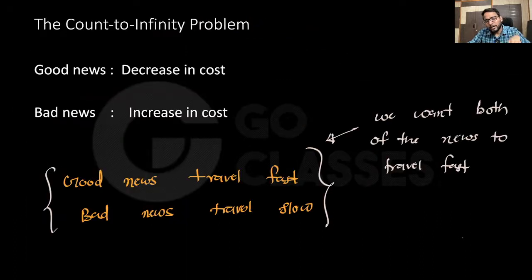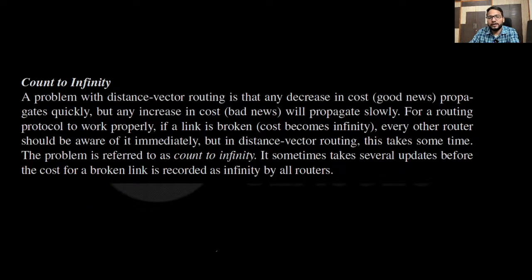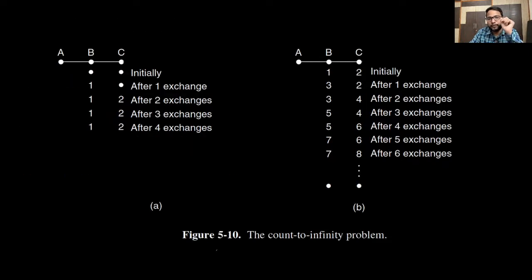Now, what is good news? Good news is decrease in cost, and bad news is increase in cost. If it is increase in cost, it travels slow, and that's not what I want. You may say that it is bad news and it is traveling slow, so it is fine, right? They are not humans. They need to be very updated. Whatever news it is, it should be traveling fast, and that's the problem that we call count to infinity. Let's just see this problem and what it is saying basically.